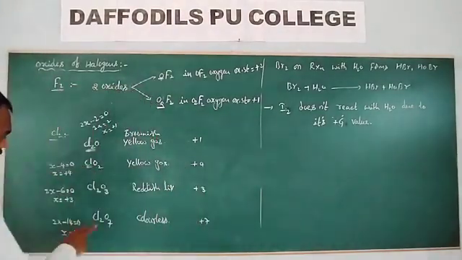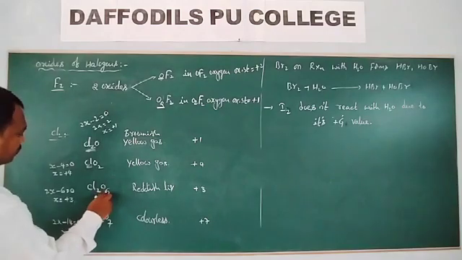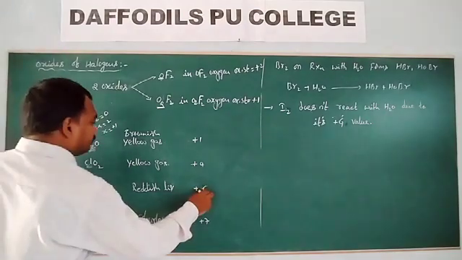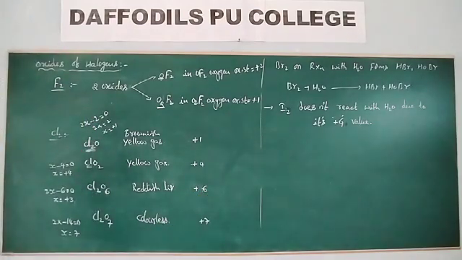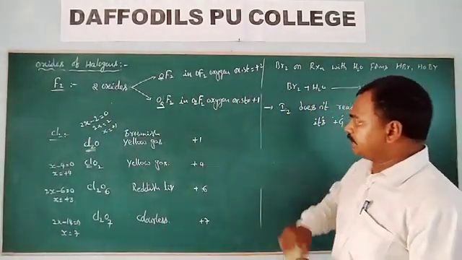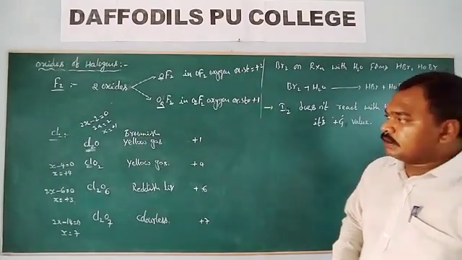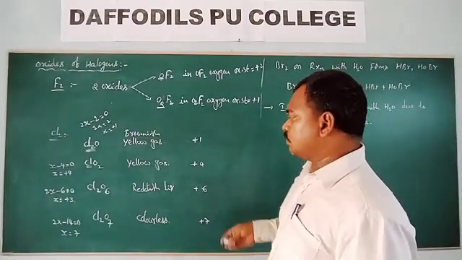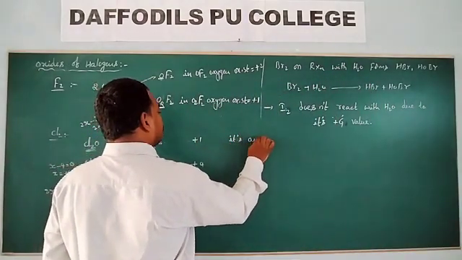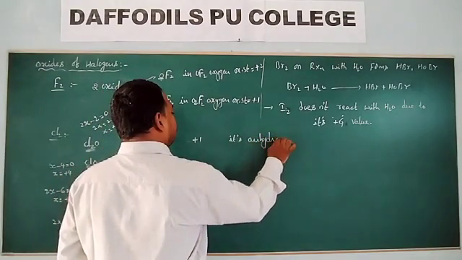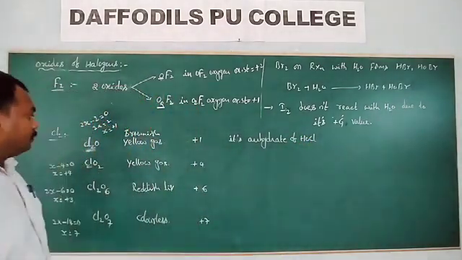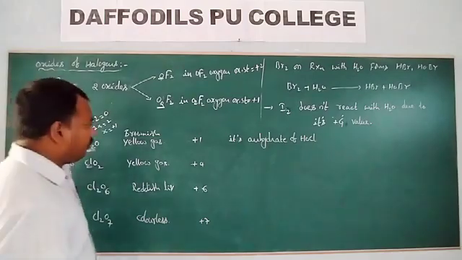So these are, sorry, here I written, this is Cl2O6. The oxidation state of this chlorine is... Next one, how these things have to be prepared. Cl2O is an anhydride of HOCl.